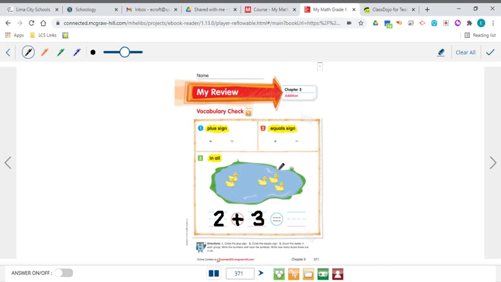So we have 2 and then 3 more. So we've got 1, 2, 3, 4, 5. So we're going to trace our equal sign and 5. So I want everybody to read that equation with me. 2 plus 3 equals 5. Or there are 2 ducks in one group, there are 3 ducks in the other group, and there are 5 ducks in all. 5 ducks in all.